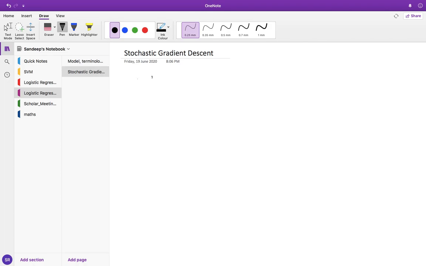Let me first draw a function which I will be using for explanation. Consider any function. Let us consider a simple parabolic function. Say you have this as some notation, and say 3 points.